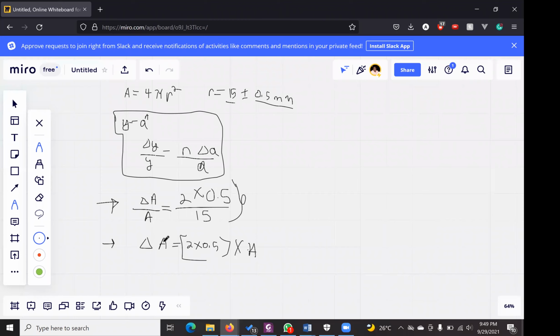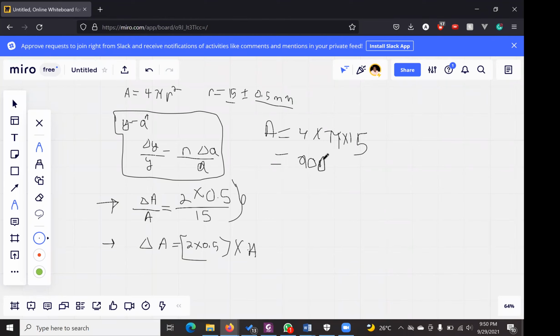For your absolute error, how you would calculate that, you'd simply say A equals 4 times pi times 15, keeping everything in mm, so we're gonna get mm squared, which would give you... They've actually given you 900.